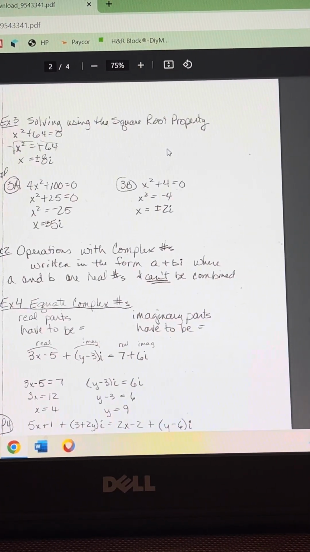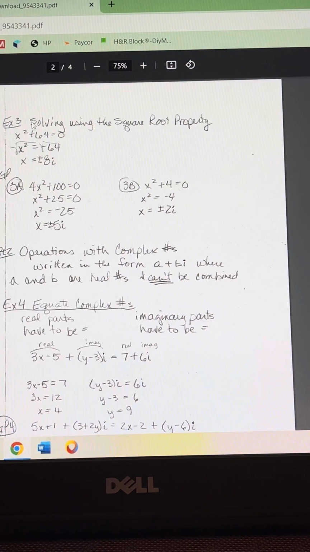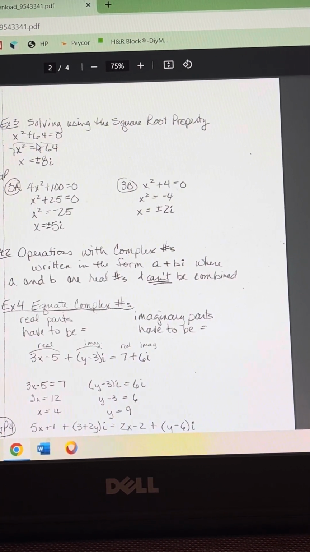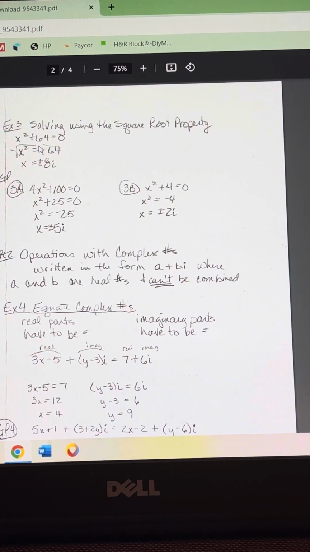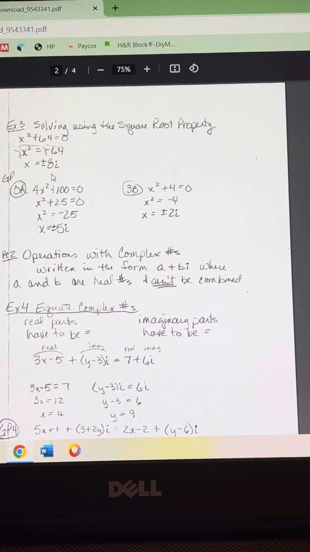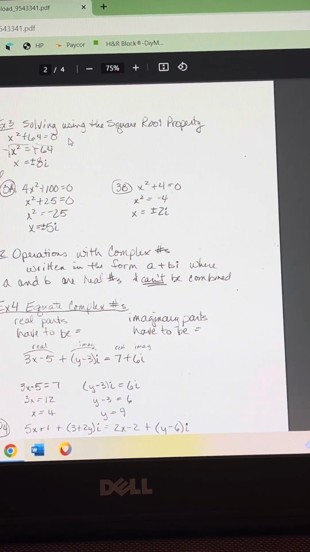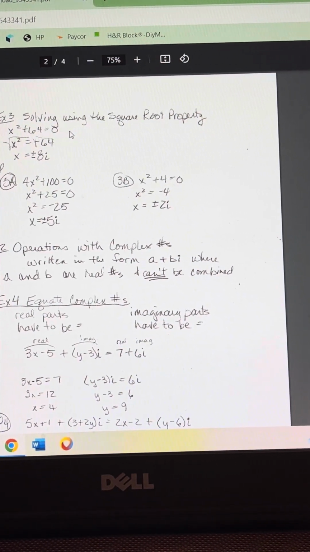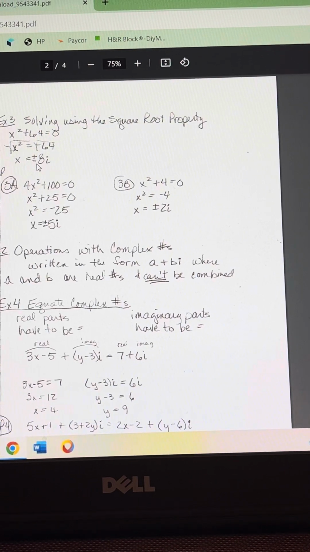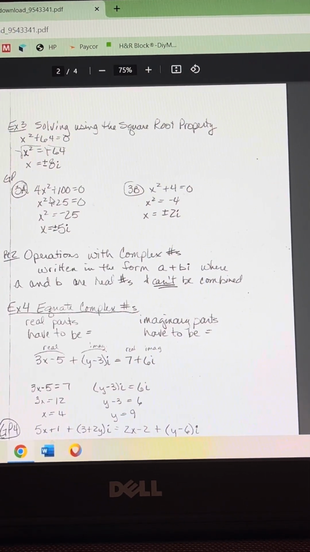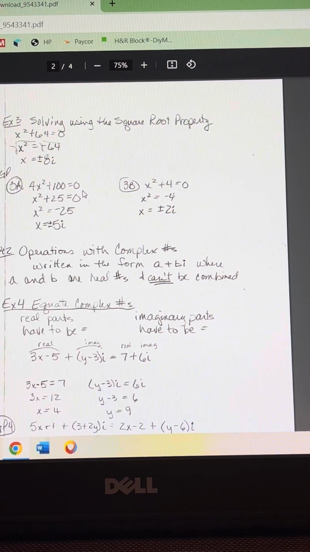Solving using the square root property. Okay, remember we said this is a sum of squares, and it's prime. It has no real roots, but it has imaginary ones. And this is where I am going to subtract 64 from both sides and do the square root. Notice it gives me a plus or minus 8i. Okay? Divide out that GCF first.